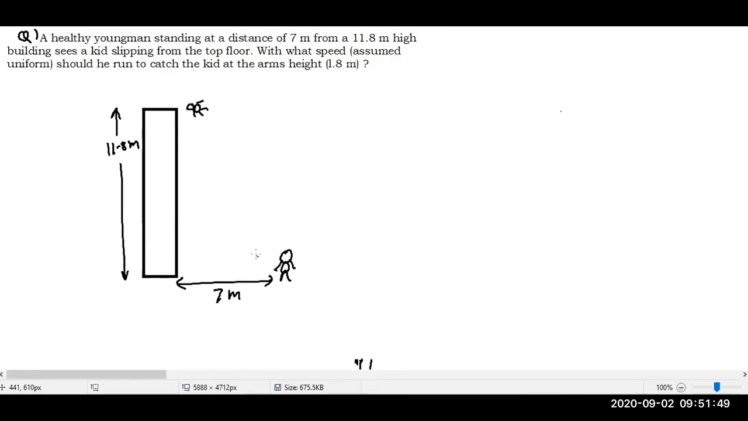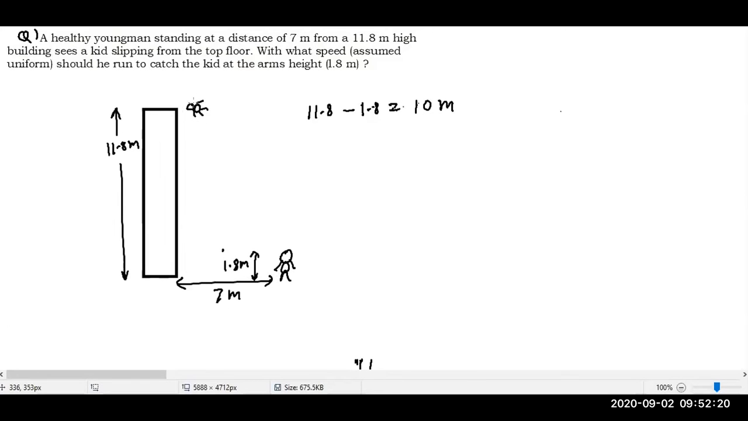Arm's height is given as 1.8 meters. So this height is 1.8 meters, and he has to catch the kid at this height. So how much height will the kid fall? He will fall 11.8 minus 1.8 meters, so he is going to fall by a distance of 10 meters. In the same time, the young man should run or cover a distance of 7 meters towards the building.